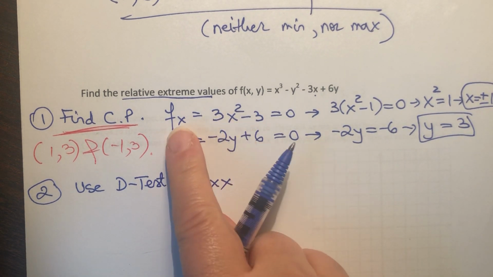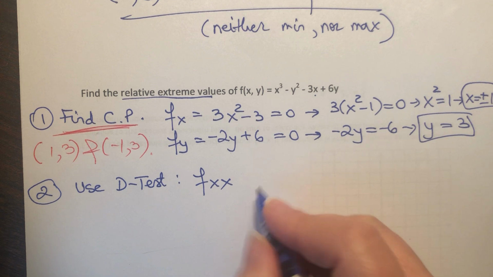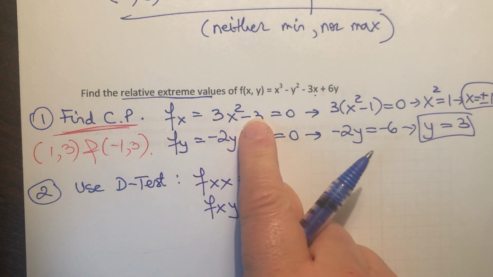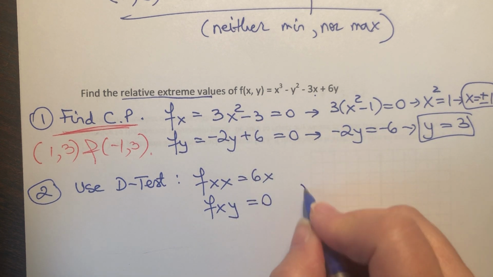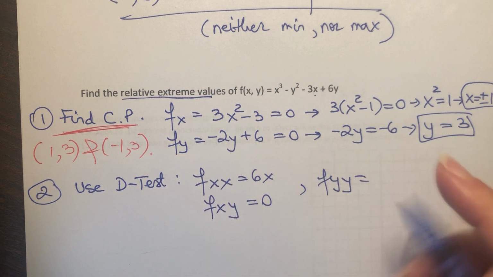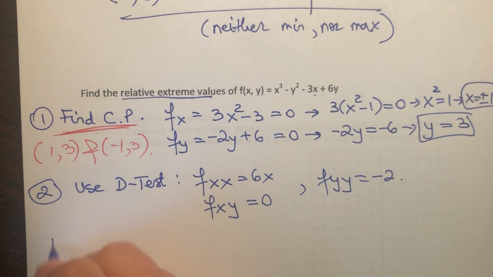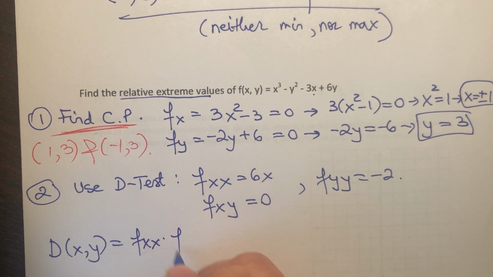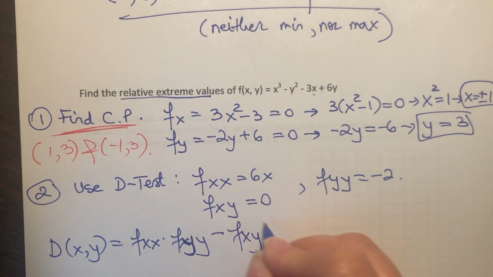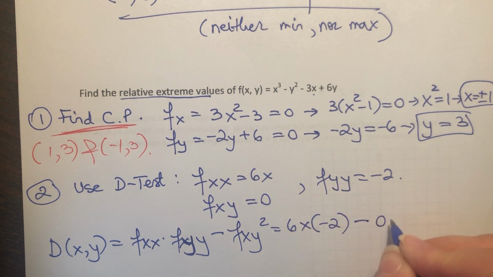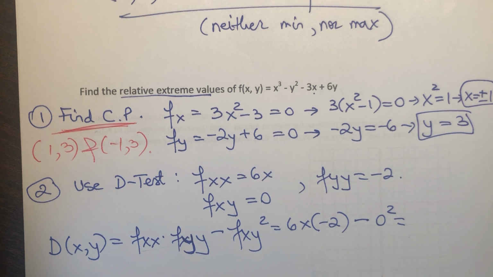So I have them right here. fxx, in fact, is 6x. fxy, there is no y in fx, so that's a 0. And fyy, of y with respect to y, that's just a negative 2. Good. So that d function is, one more time, fxx times fyy minus fxy squared. So it's 6x times negative 2 minus 0 squared, right?